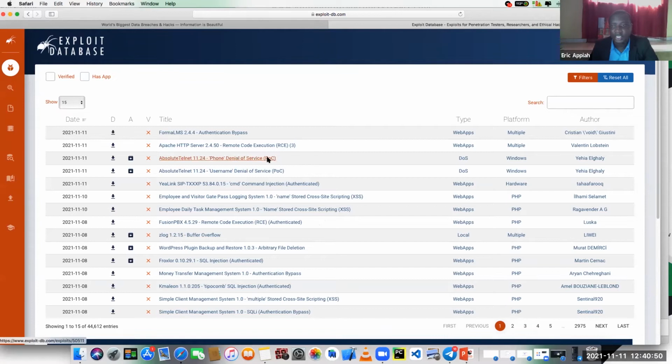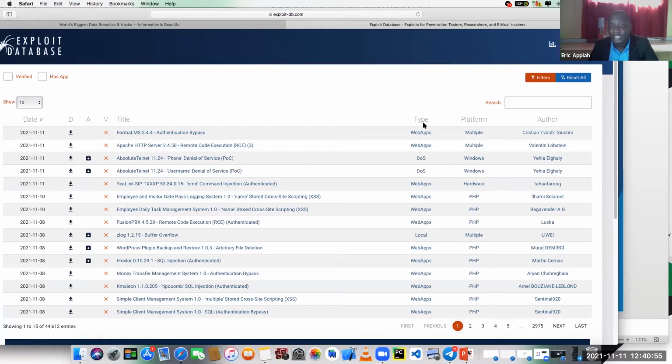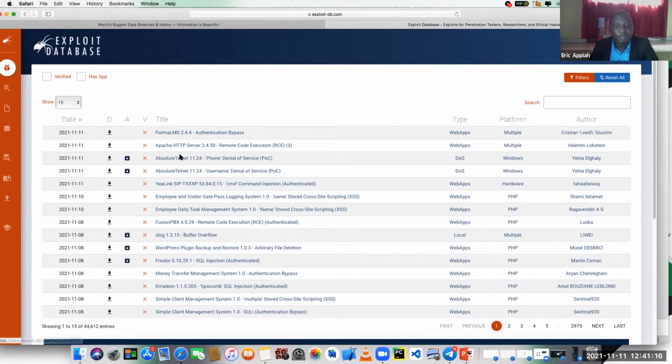So you can see they are reported here by the title, the type, whether it's a web app, an Android app or whatever, local, the platform, whether it's on Windows, the hardware, the PHP and the author. So this database helps people to exploit vulnerabilities and then publish these vulnerabilities over here. And these vulnerabilities will enable various organizations like Windows and all that to patch or update their systems. So you could see here, their latest ones, there is a WordPress plugin. There is an employee daily. So this is a system.